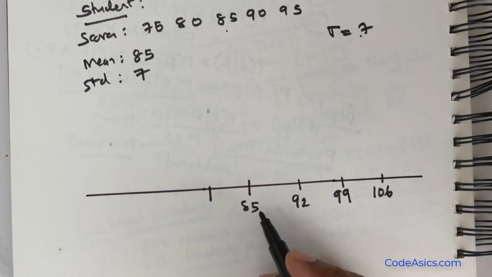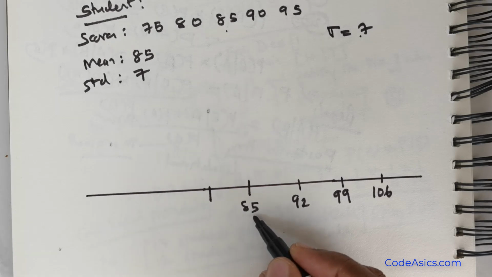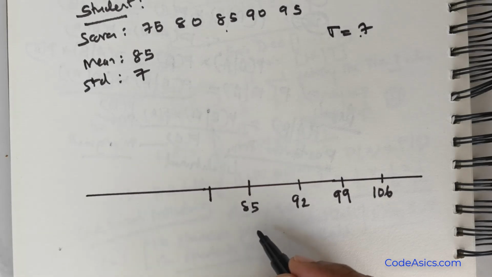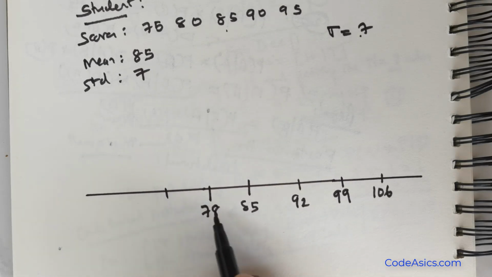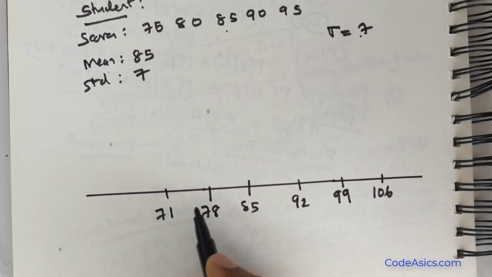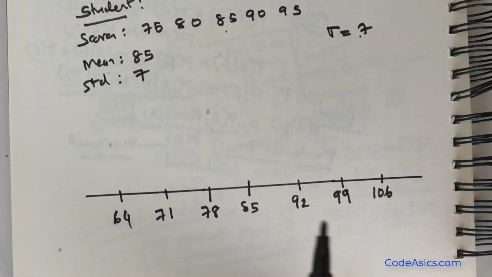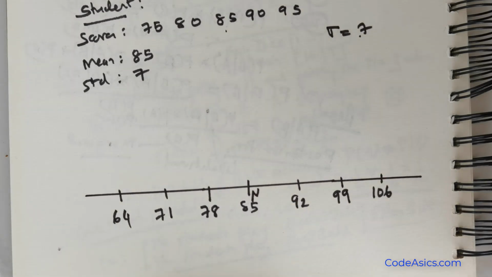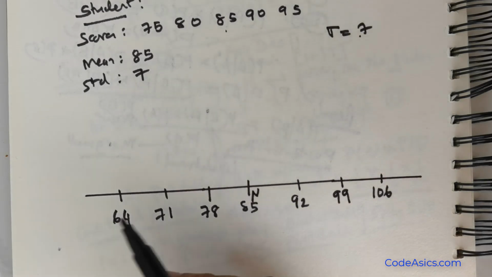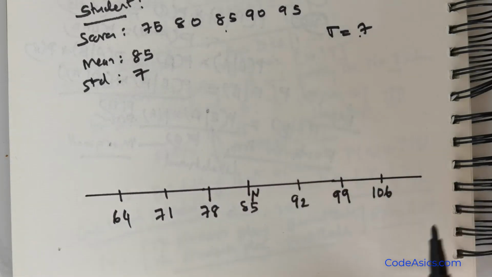Now from 85 you subtract 7, which gives you 78. From 78 you subtract 7, that gives you 71. From 71 you subtract 7, that gives you 64. So you have this value as the mean, and of course the bell-shaped curve is going up like this.